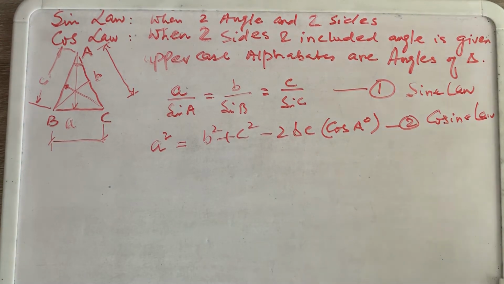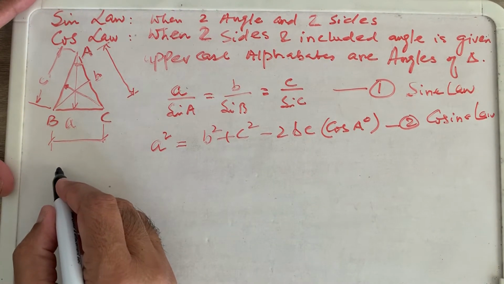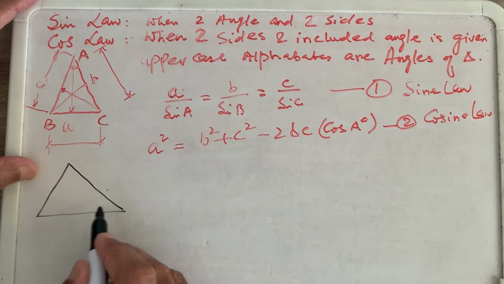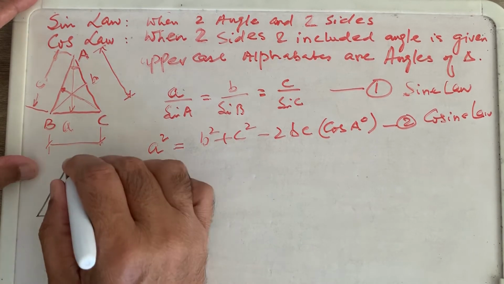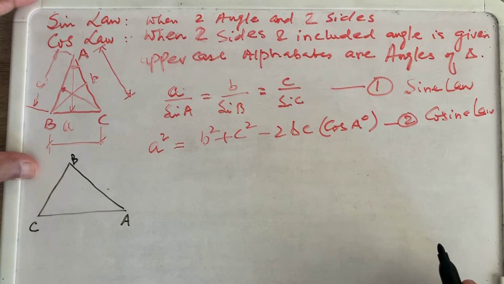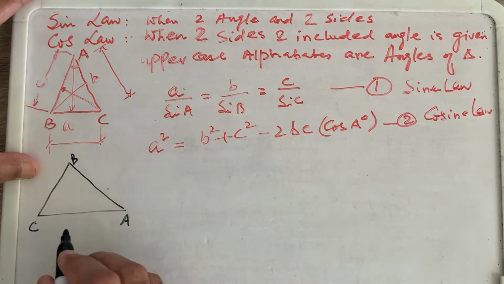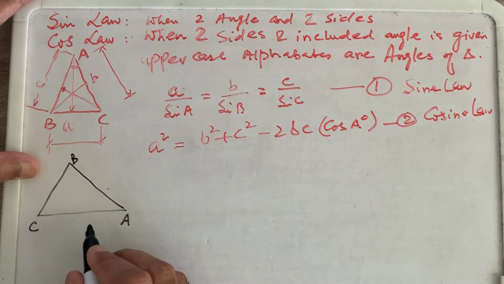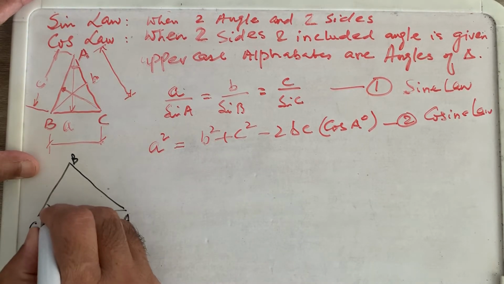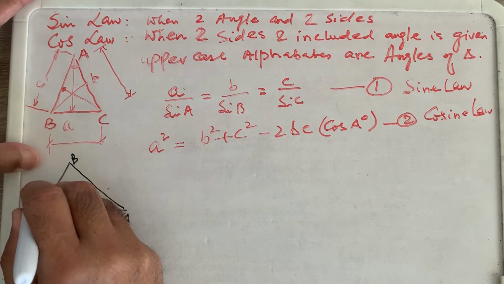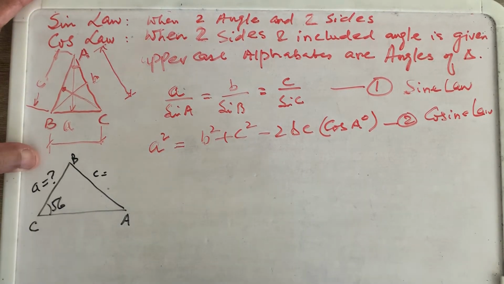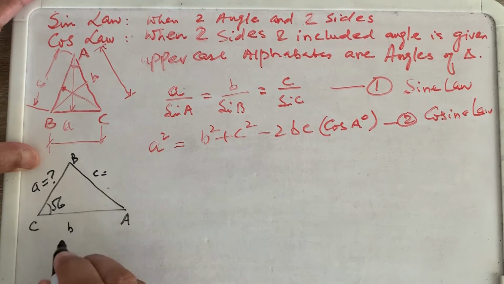So for example, for sine law application, we have a triangle here, right? What is ABC? ABC are the three angles, or the three points of intersection, where the sides meet, the triangle corners. So this is my ABC, and my angle C is given as 56. My angle A is unknown, and my smaller c is this side, and this is my smaller b.